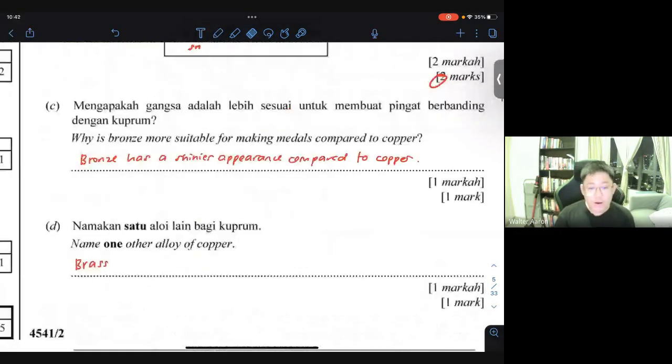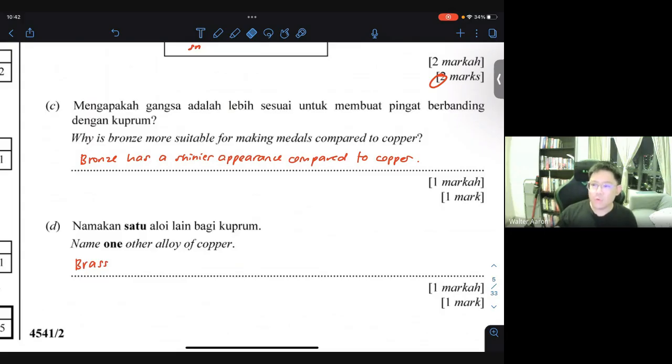Next, C. Why is bronze more suitable for making medals compared to copper? Usually pure metals, although some of them are shiny, over time become very dull in terms of texture. When you perform alloying, one advantage is that alloys have a nicer physical appearance compared to the pure metal. In this case, bronze has a shinier appearance compared to copper. That's why it's more suitable for making medals.